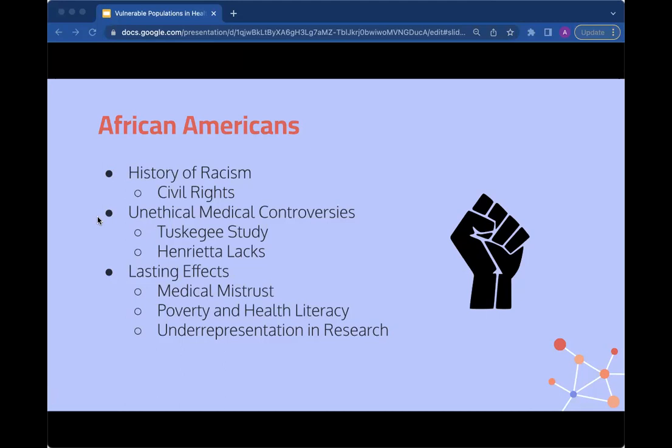However, despite this act, society has continued to perpetuate racism, which has also included medical discrimination. There are various ethical controversies that have led to longstanding medical mistrust, and some of these include the Tuskegee study and Henrietta Lacks.